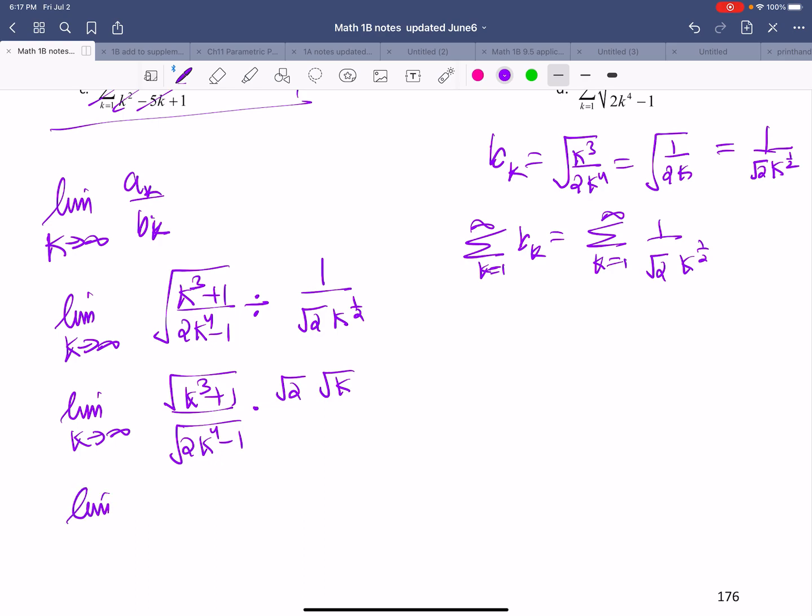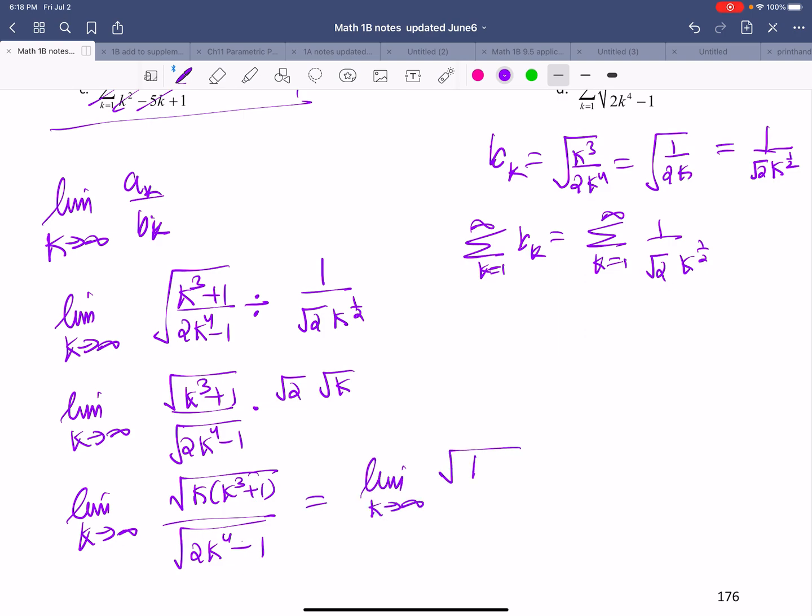Okay, so limit k goes to infinity. If I want to take it inside the square root, I would be taking a k inside. So k times k to the third plus 1 over square root of 2k to the fourth minus 1 turns out to be limit k goes to infinity, k to the fourth plus k over 2k to the fourth minus 1.